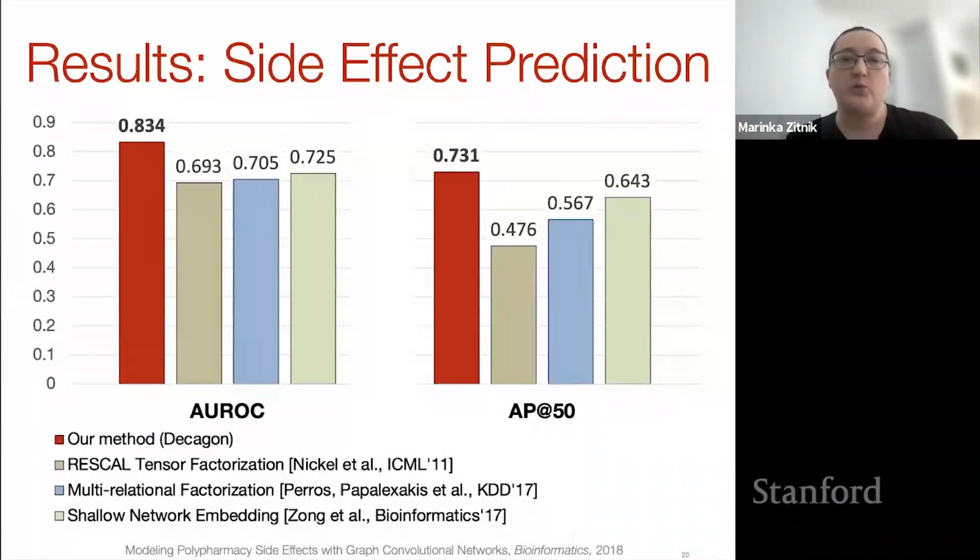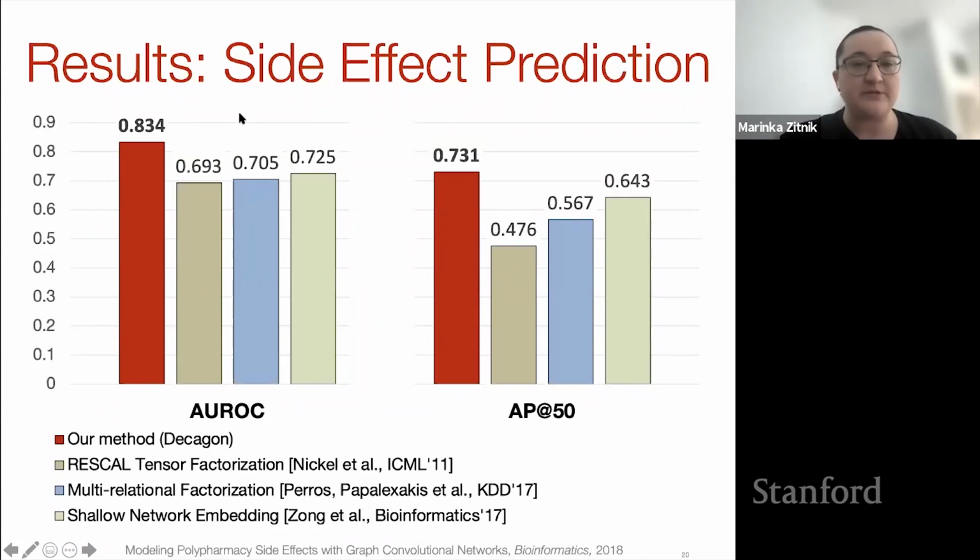Once the model was trained, it was compared against several baseline algorithms at that point in time. The results are shown in this slide, where on the y-axis we see performance, and higher values indicate better performance as measured by AUROC and average precision at top 50. The performance of the Decagon model is shown in red. Performance of other baselines is shown in brown, blue, and green color.